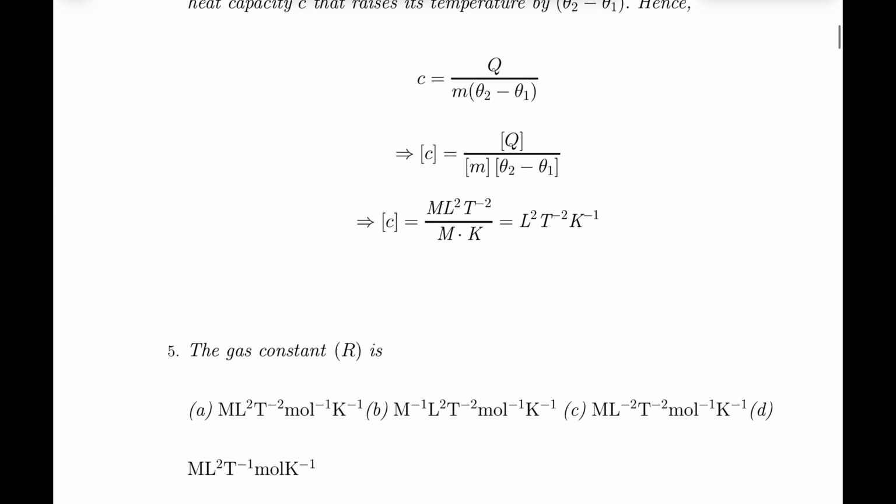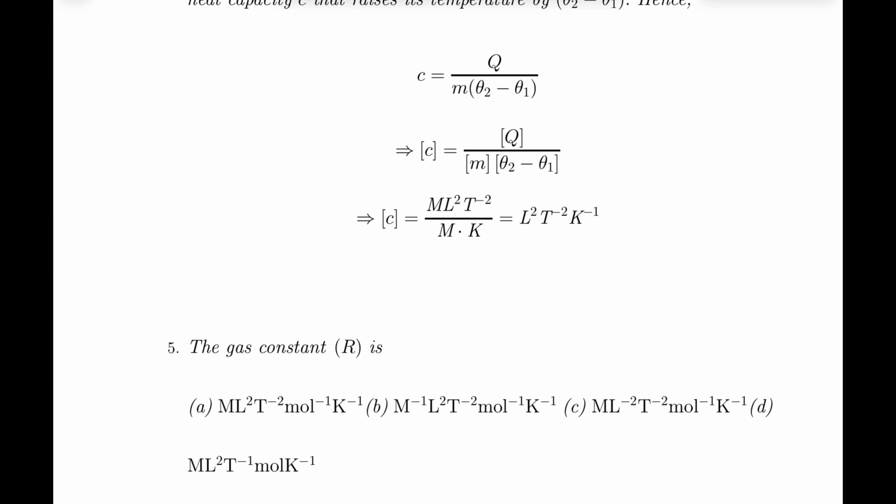If we are interested in the dimensional formula, we put every term of this equation in square brackets. So this gives you this result here. Every term here is in square brackets. So Q, as we have seen, is nothing but the energy, and energy is nothing but work done.